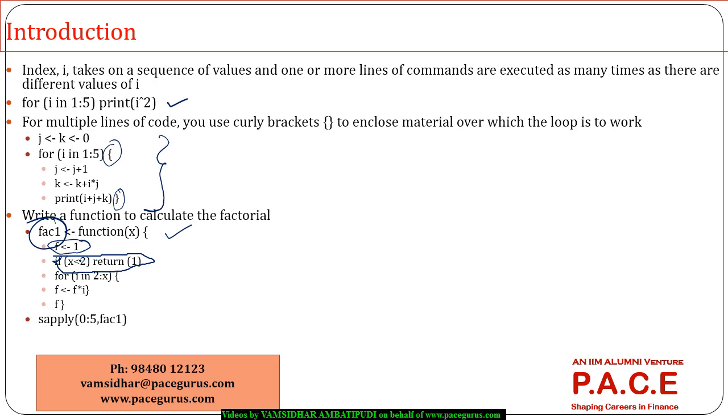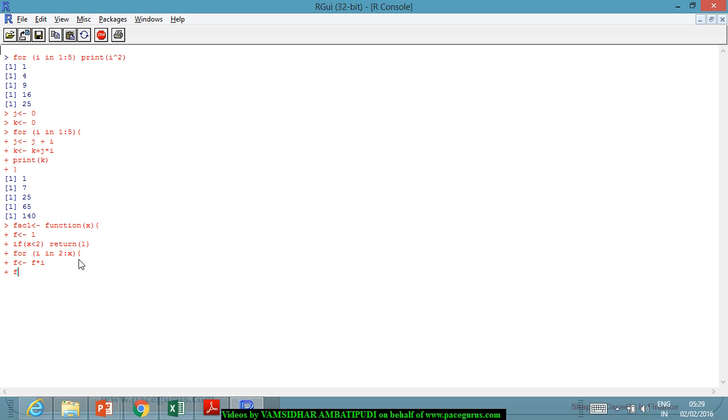F is getting f multiplied by I. That is where the loop is getting over, so I am closing the loop. Now I have to return. What is the output that has to be displayed for the function? F is what has to be displayed. So I will close even the function here. So this becomes factorial 1.